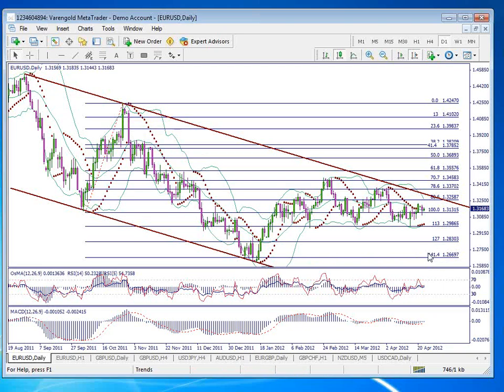reached the 141.5 Fibonacci level, a little bit down, and after that made that retracement and start the wave number 4.